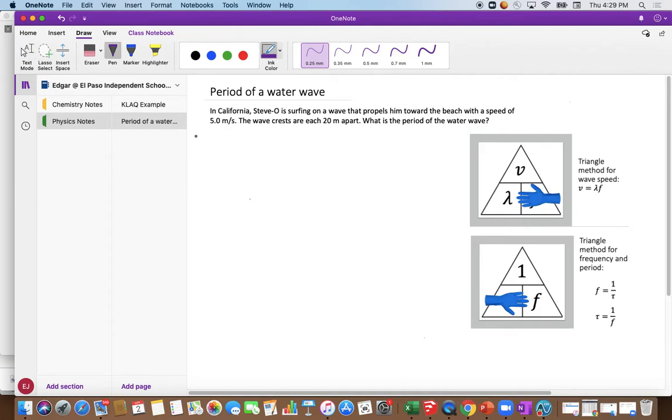Let's write the given information. Now if Steve-O is on the wave and is moving at 5 meters per second, the speed of the wave is 5 meters per second. So velocity equals 5.0 meters per second. And we have lambda. How do we know lambda? Remember, the distance between crest and crest is the wavelength, and that is 20 meters. They're separated by 20 meters.